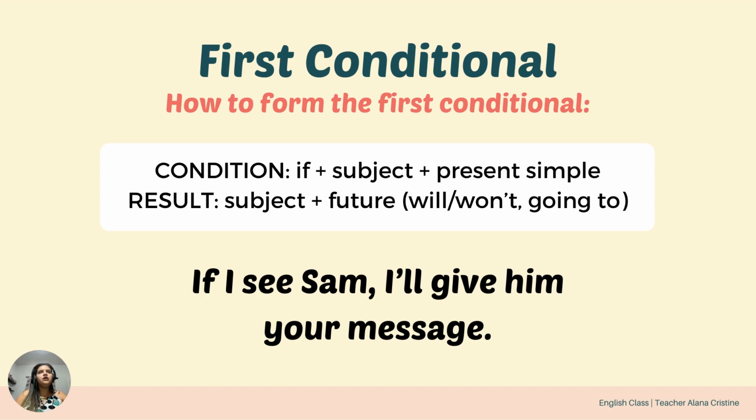Na condition, eu tenho na ordem o if, o subject, que é o sujeito, e o present simple. No nosso exemplo, a gente tem aí, if I, quem é o I? É o sujeito. E quem é see? É o verbo no present simple. If I see Sam. And then, how do I do the result?